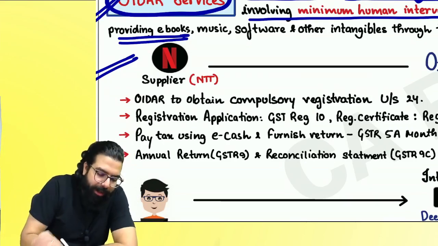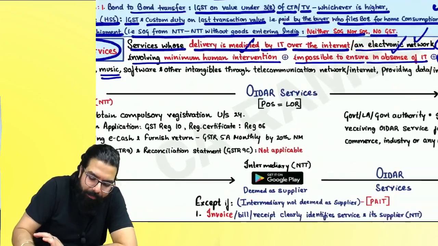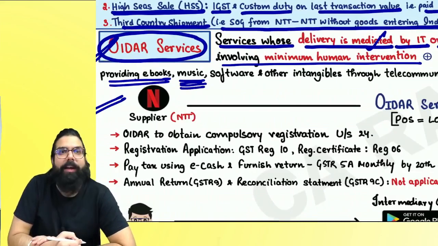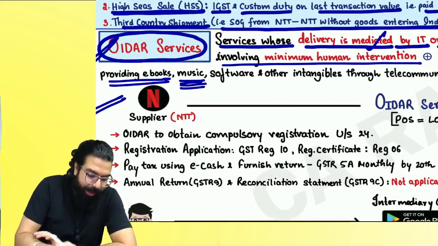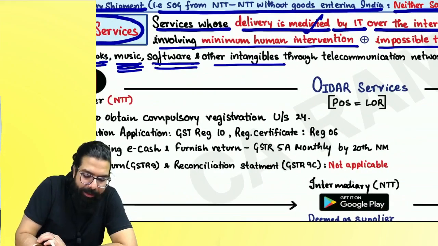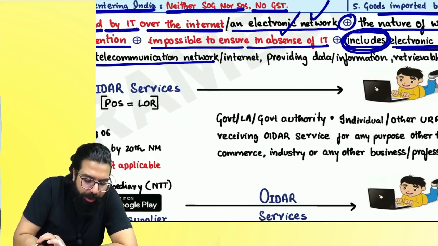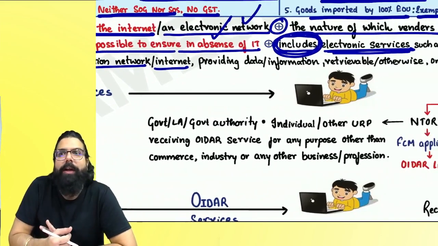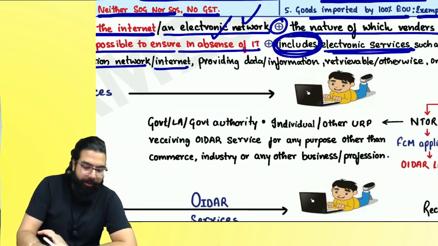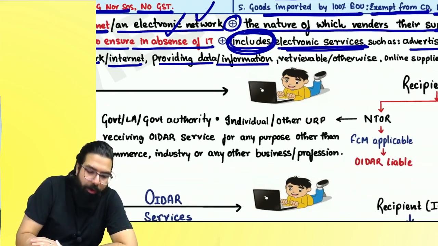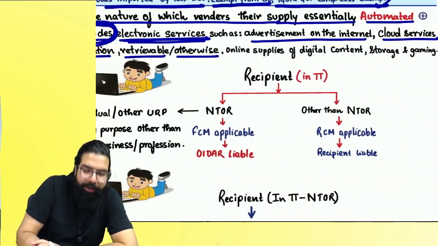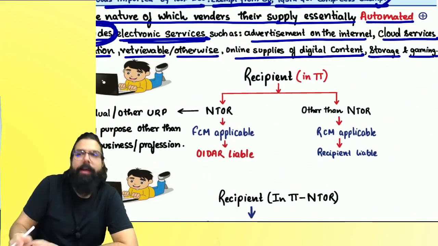Next, whenever you are supplying electronic services online, such as music, Apple Music is there. They are an OIDAR. Then software, if somebody is supplying software online, and other intangibles through a telecommunication network or internet. Somebody might be supplying an online game; you downloaded it, and he is providing you OIDAR service. Providing data or information online, retrieval or otherwise, online supply of digital content, storage, gaming, all these are what, everyone?